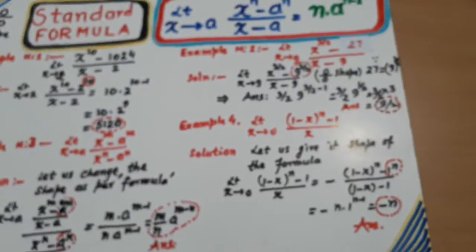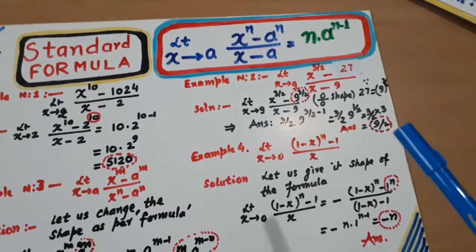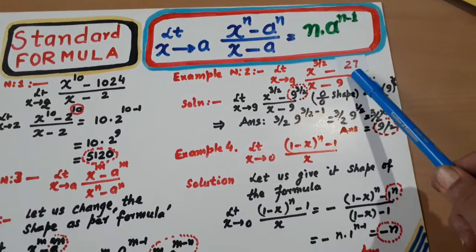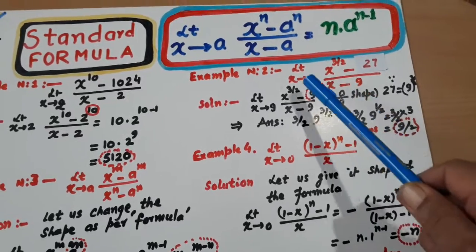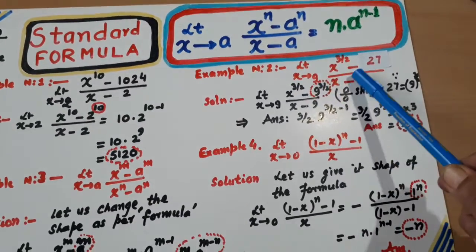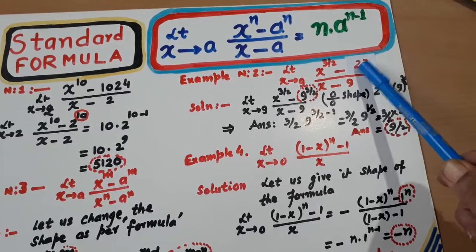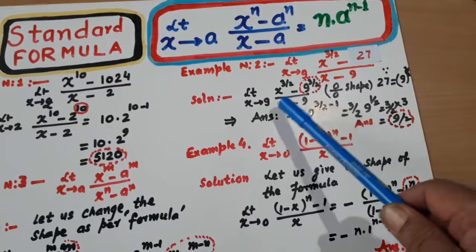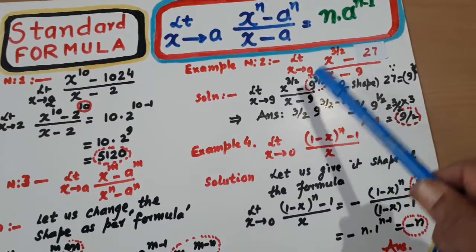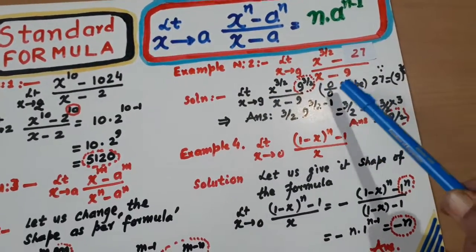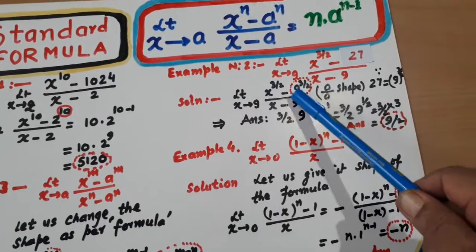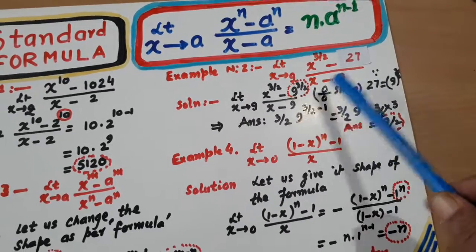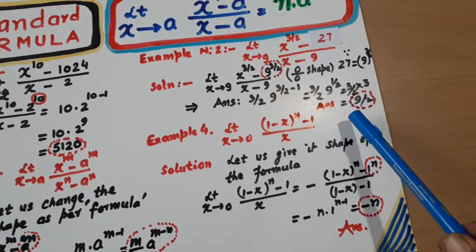Now let us go to the next example. It is (x raised to power 3 by 2 minus 27) over (x minus 9), limit x goes to 9. So we will convert this in power of 3 by 2. So it will be 9 raised to power 3 by 2. x9, x9, x9, three times. So this is of 0 by 0 shape. The answer is written here. Bring 3 by 2 down, reduce the power by one, and this answer will come: 9 by 2.